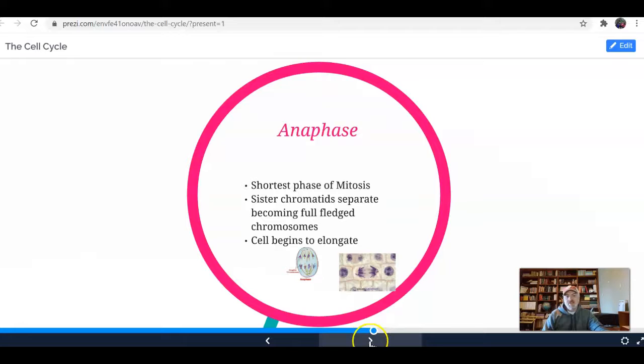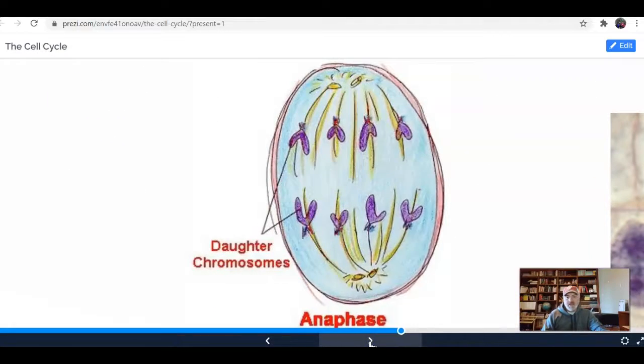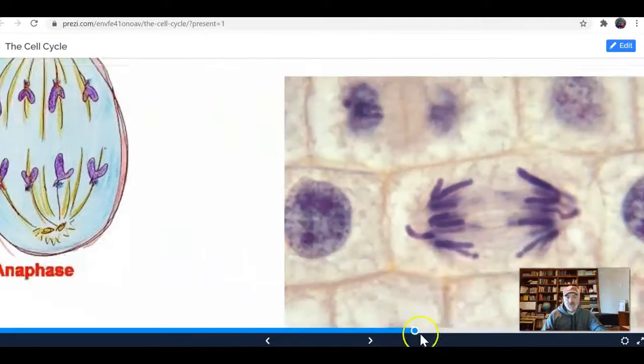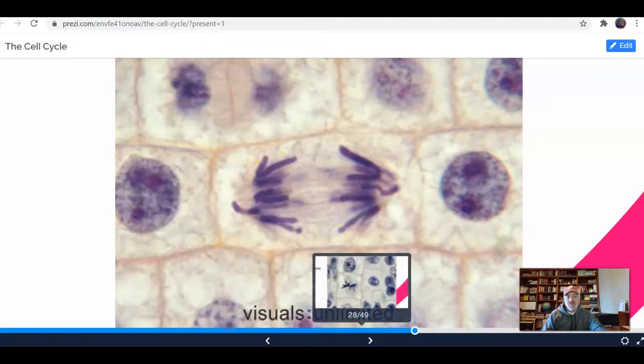This is typically considered the shortest phase. Sister chromatids, at this point, are now considered chromosomes again because they get separated. So the easy way to remember anaphase, I think of, is the chromosomes are pulled apart. Anaphase, apart. And the cell will typically begin to elongate a little bit, and you can see that here in these images. And notice how these chromosomes are getting pulled apart from each other. And now they're no longer sister chromatids; they are now officially chromosomes.